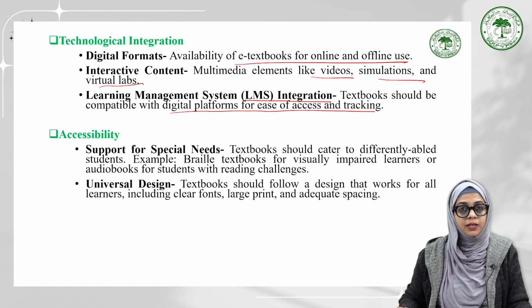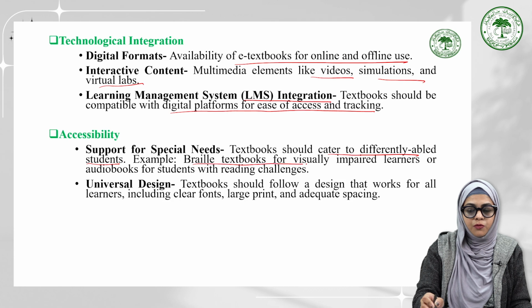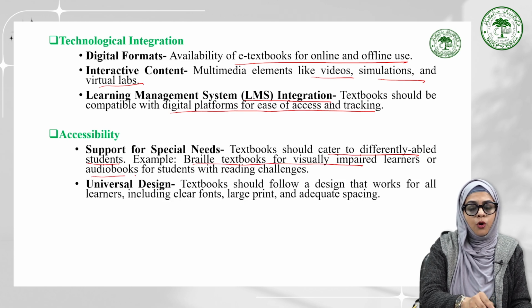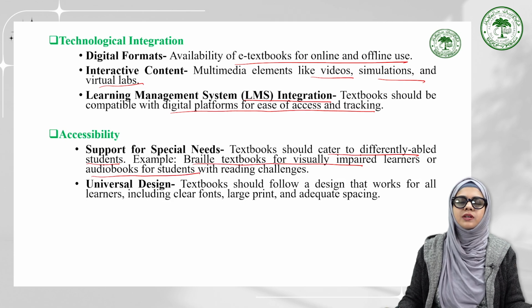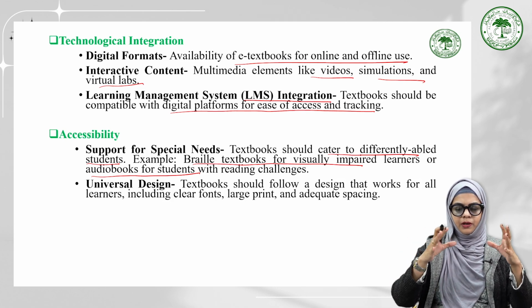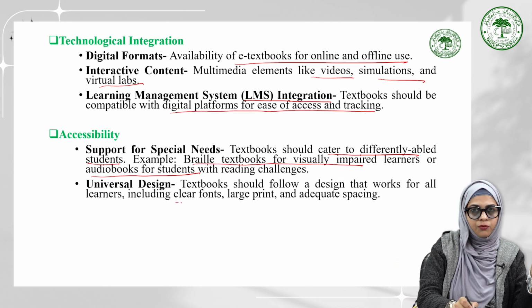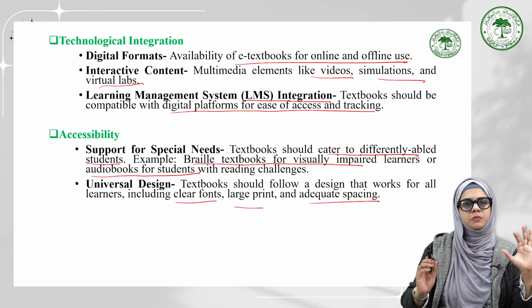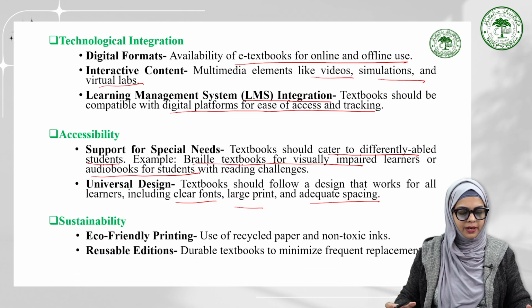Accessibility, support for special needs: when we are considering the differently abled, let's think about how the textbook caters to differently abled students. We should have braille textbooks for the visually impaired, or audiobooks for students with reading challenges. Then universal design. Let us stick to a design that is universal in nature. That means a textbook should follow a design that works for all kinds of learners. So it should have clear fonts, large print, adequate spacing and illustrations if possible. This becomes the universal design.